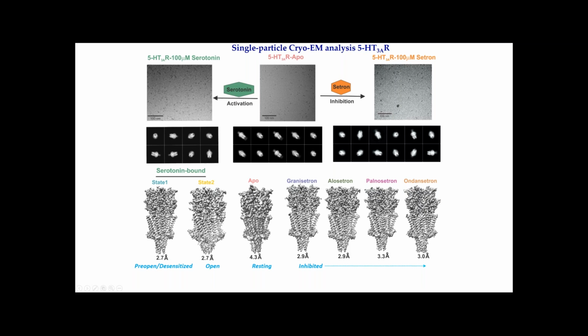1 and state 2. And I'll walk you through what these two conformational states likely represent in terms of the scheme that I showed you earlier on. We were also able to solve several setron-bound conformations of the receptors at varying resolutions. I want to highlight here that some of these maps are updated from what we previously published.